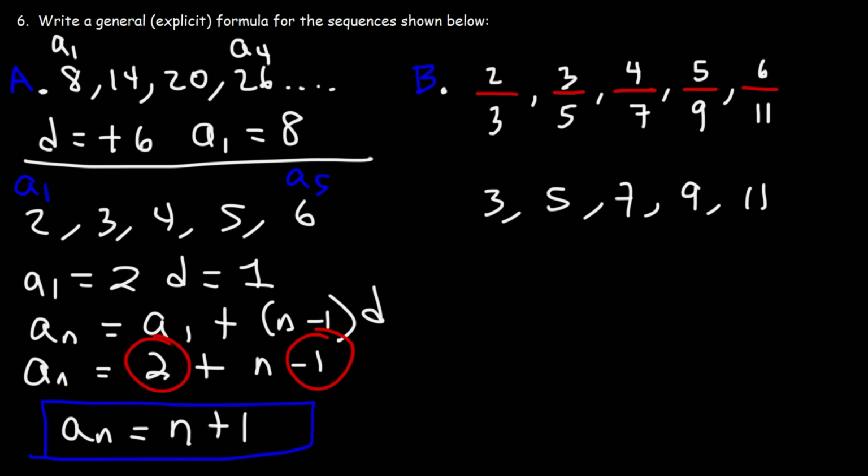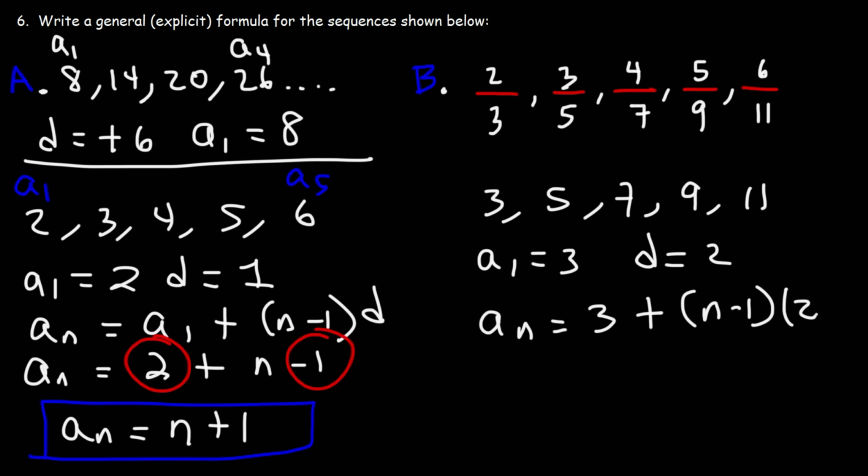Now let's focus on the sequence of the denominators. The first term is 3. The common difference we could see as 2. 5 minus 3 is 2. 7 minus 5 is 2. So using this formula again, we have a sub n is equal to a sub 1. A sub 1 is 3 plus n minus 1 times d. d is 2.